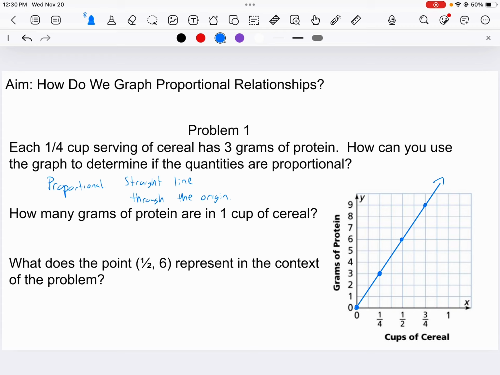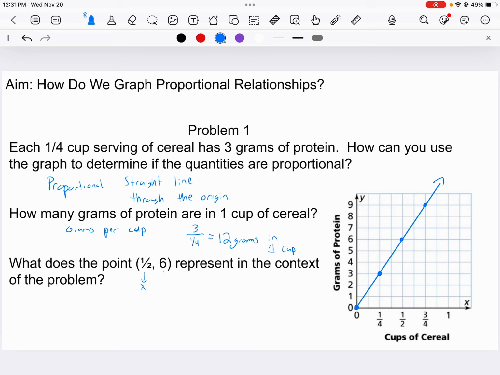If I want to determine how many grams are in 1 cup of cereal, that means I want the grams per cup. So I'm just going to pick any option. I'm just going to pick the first one. We have 3 grams in 1/4 of a cup. 3 divided by 1/4 is 12. So that means that there's 12 grams in 1 cup.